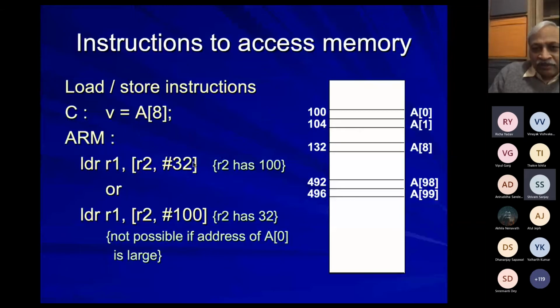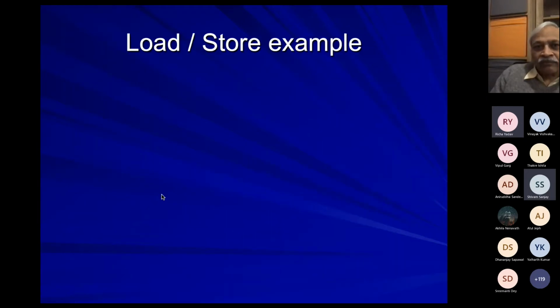So there may be, of course, situations when even the offset is large and can't be specified as a constant, or the offset is itself in a register. Instead of saying A8, you want to refer to AI, where I you don't know in the beginning. I could be a variable. Then, of course, you can't do it this way. You need to actually perform addition to get the address, right? But there are situations where you can manage in this manner. You take a base and a small offset and perform load like this.